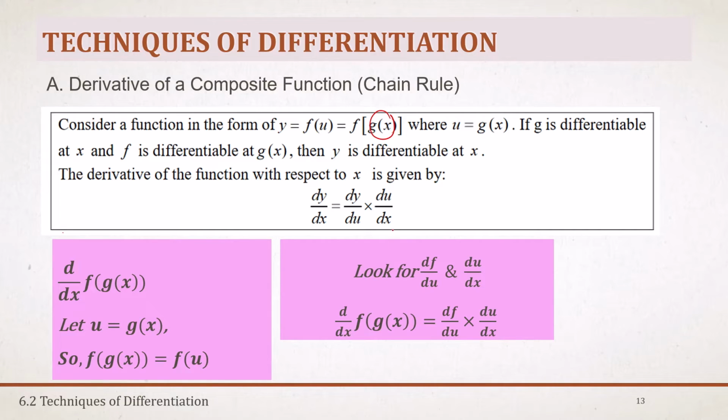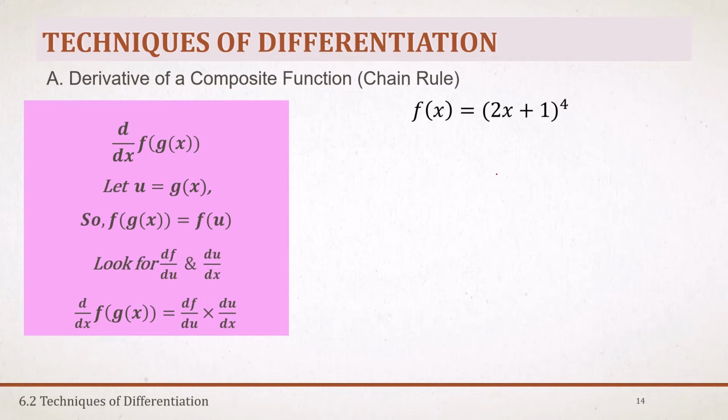And later on, we look for df/du and du/dx. Later on, use this particular chain rule formula. So we have df/du, du/dx. Okay, maybe you are quite blur. What does this mean? So we look at the first example.